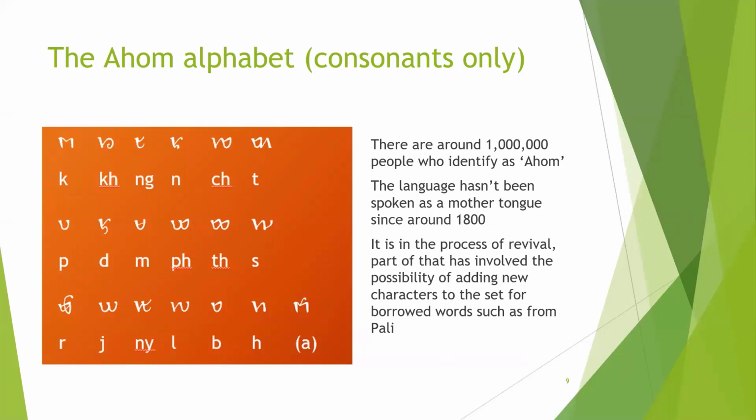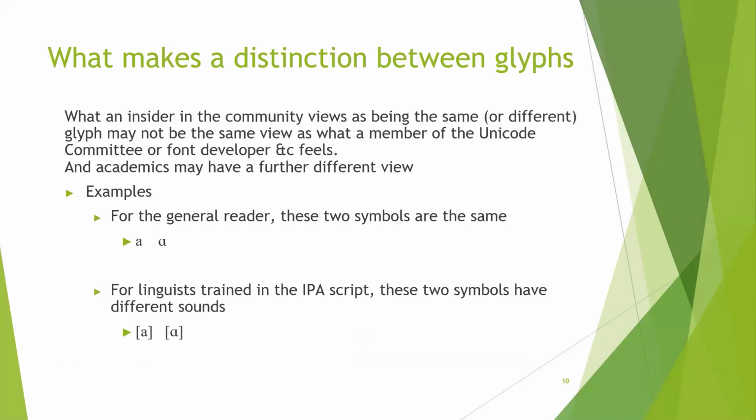It's possible that there's around 1 million people, or 10 lakhs if we use Indian English, who identify as Ahom, or possibly more. And as a result, there has been work to revive this language for a century or more. But as part of that revival, the community are thinking about the need to add additional symbols that were not present in the original language.